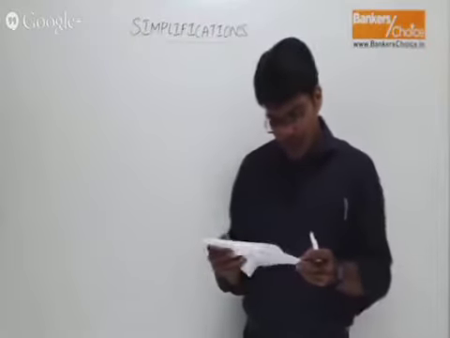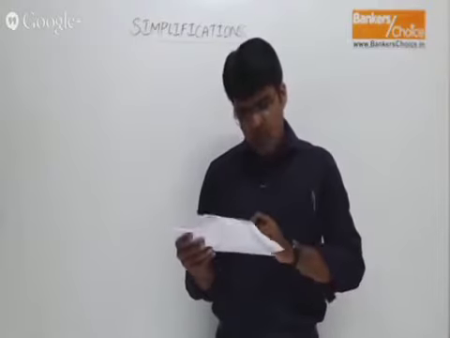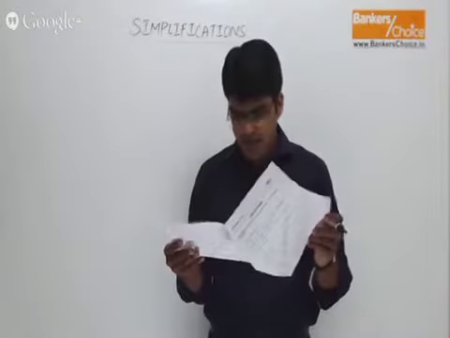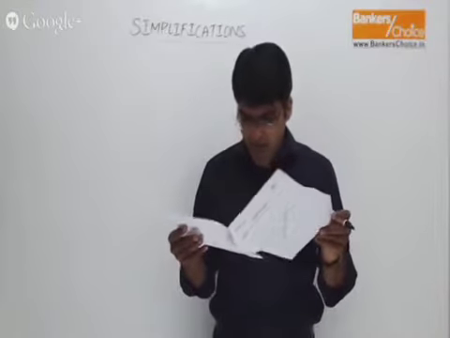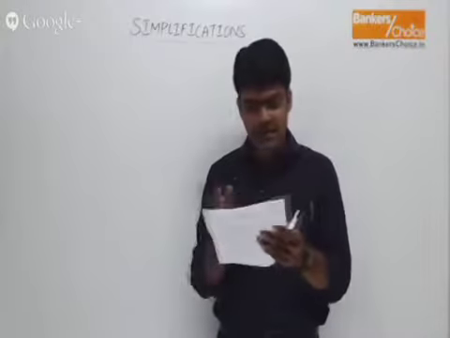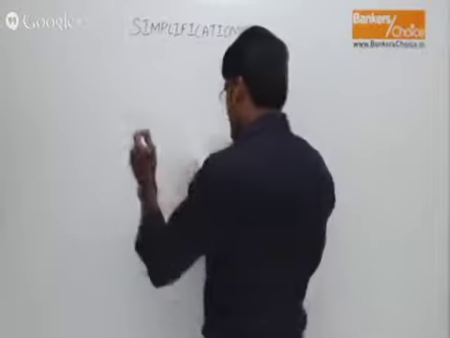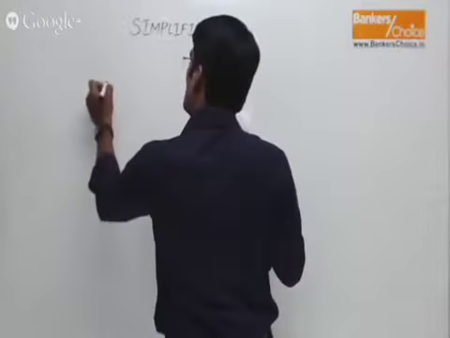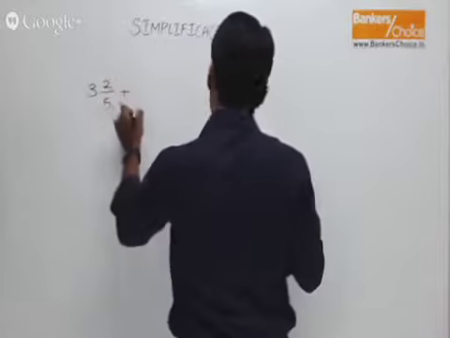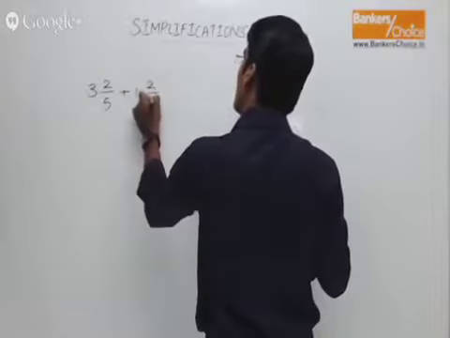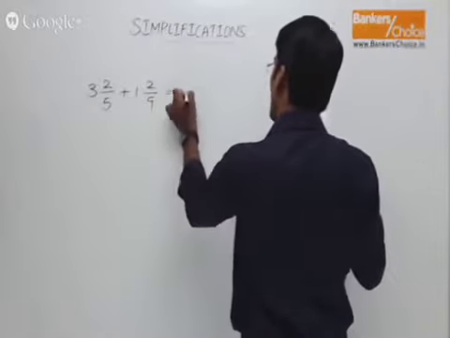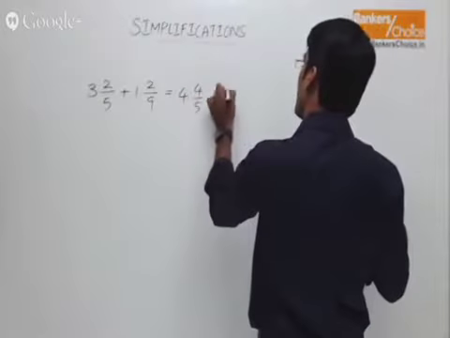Right, so before we actually look at multiplications and divisions of fractions, let's take a simple question which is based on simple additions and subtractions of fractions here. Let's look at this question, right? It says 3 2/5 plus 1 2/9 equals 4 4/5 minus question mark.